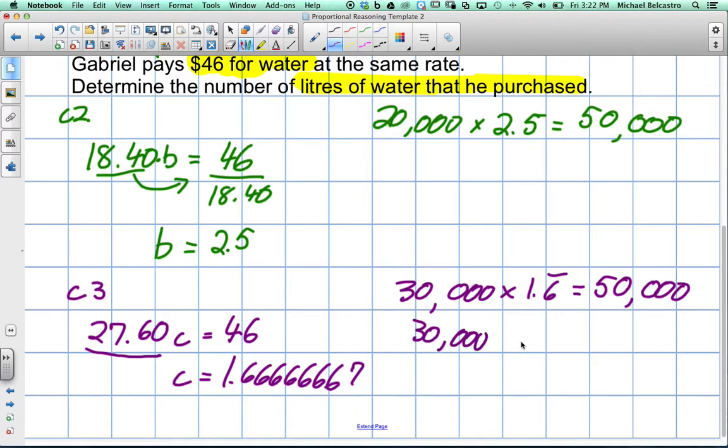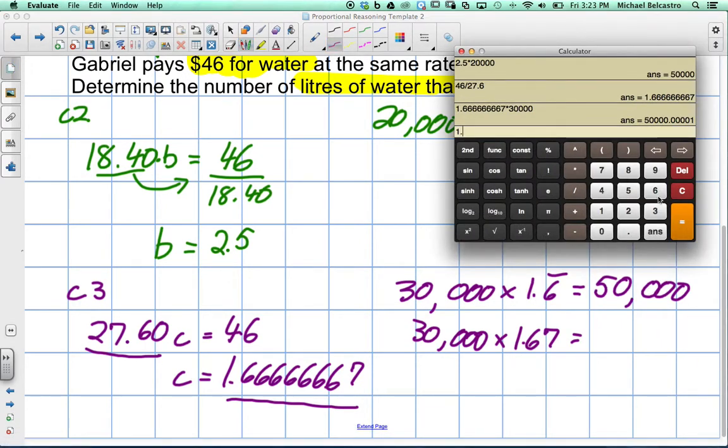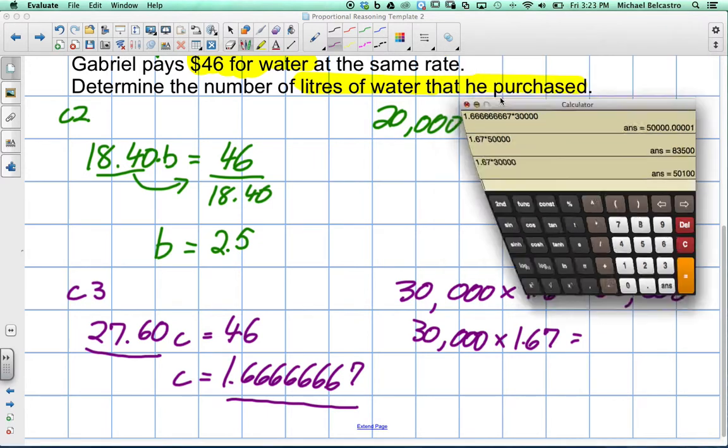But let's say we rounded to 2 decimal places, 1.67, instead of keeping this very long decimal here. What would we get? Would we get 50,000 again? Well, let's test it. 1.67 times 50,000. And did I use the right numbers there? Oh, sorry, not 50,000. 1.67 times 30,000. That's good. We made a mistake, but we corrected it. We knew that answer wasn't quite close to what Gabriel had got in liters. And look at that. 50,100.